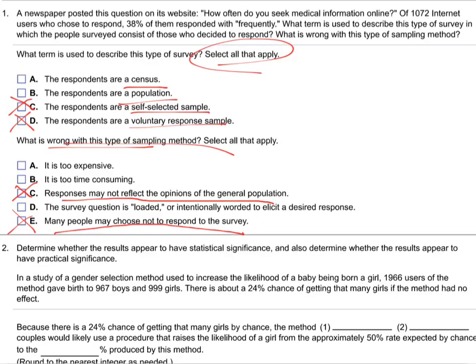Oh, yeah, we're going to have to do it one at a time. Sorry, it's going to slow us down. Where is it? Number 2?